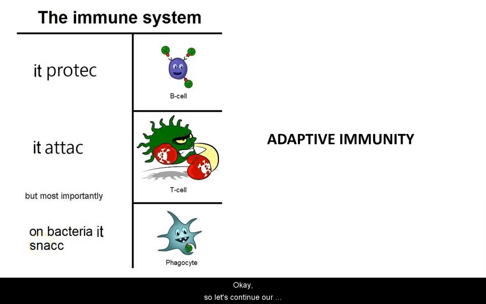Okay, so let's continue our discussion of the immune system. And this chapter will be talking about adaptive immunity. And this is going to be primarily the B cells, the antibodies that they produce, and your T cells.